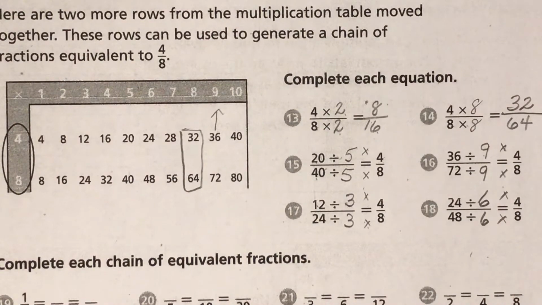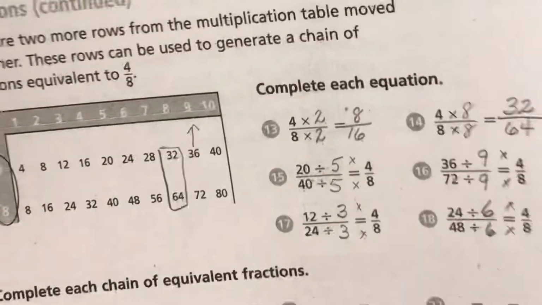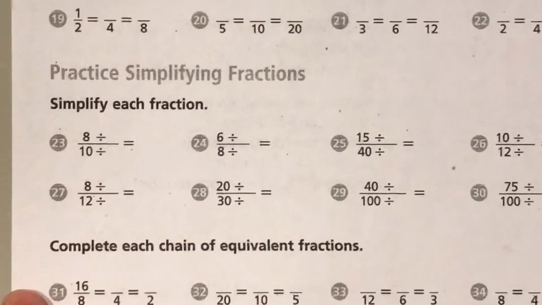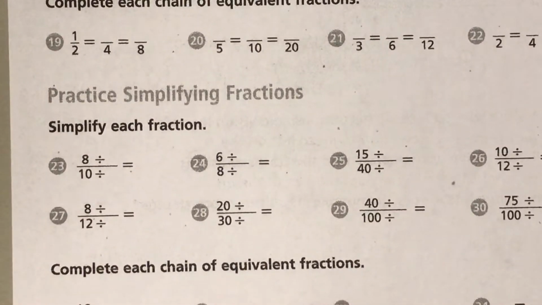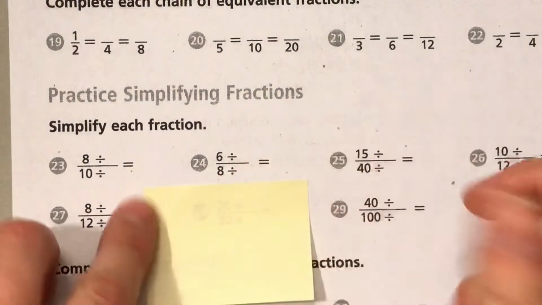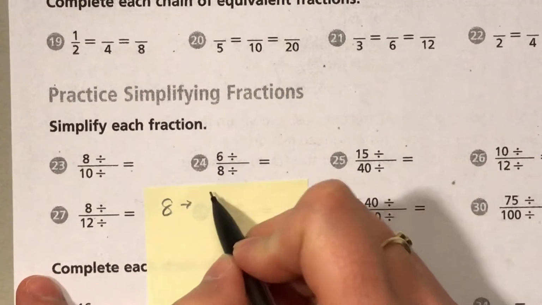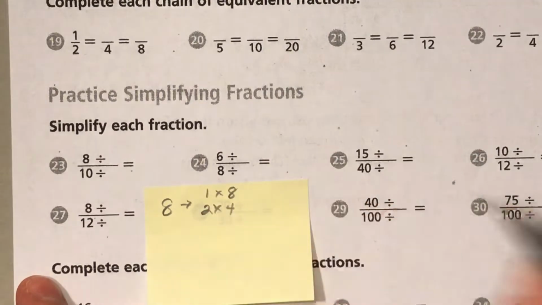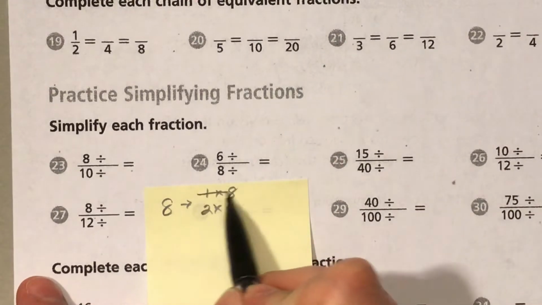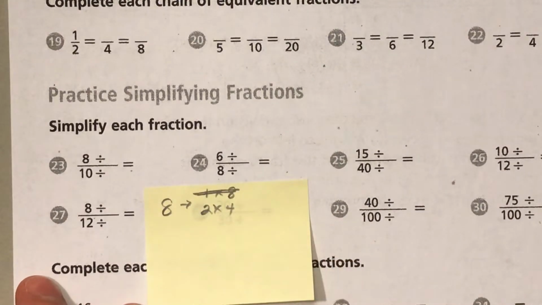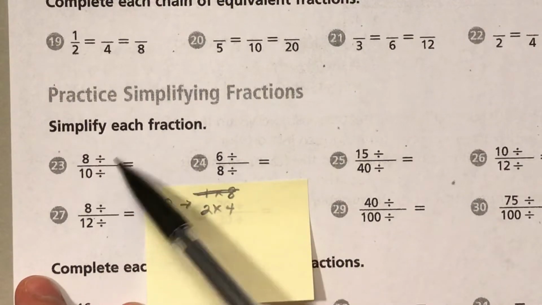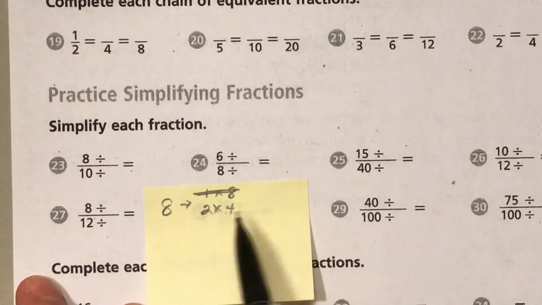We got it. Now we're going to look at some more problems. We're going to skip down to this practice simplifying fractions. Now how this works is you need to find all the fact families for a problem. So 8 has the fact family of 1 times 8 and 2 times 4, and that's really all there is. We're not going to look at this 1 times 8 because if I put 1 on the top, it's just going to be 8 divided by 1 is 8. It's going to give me the same thing.